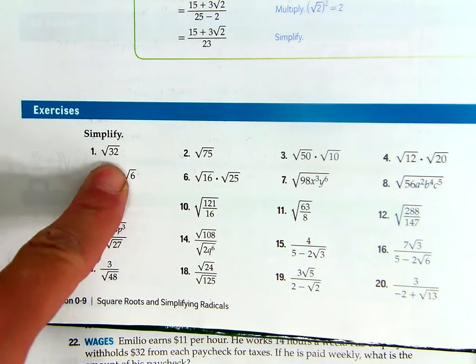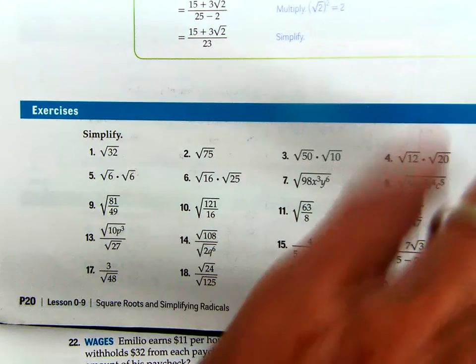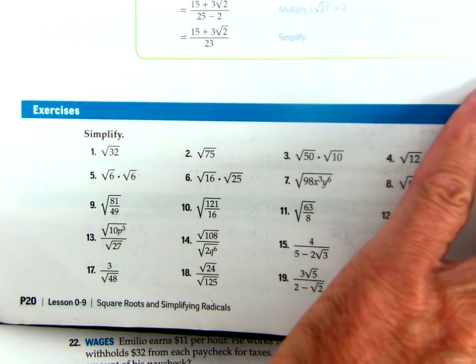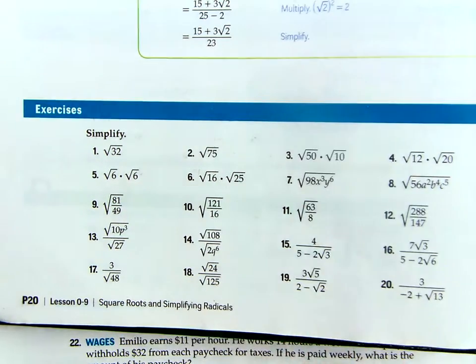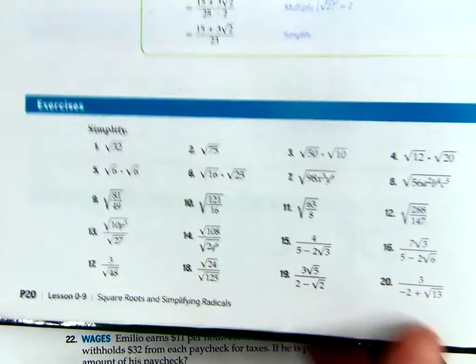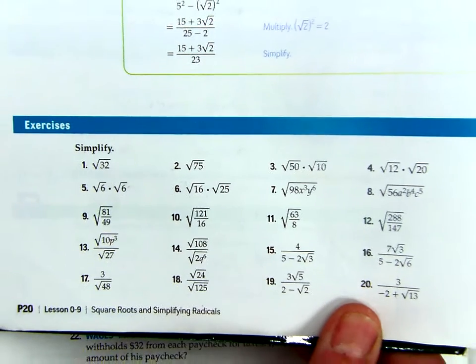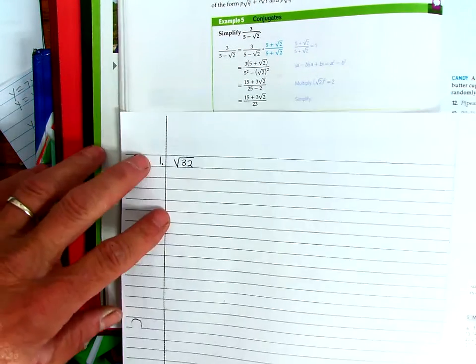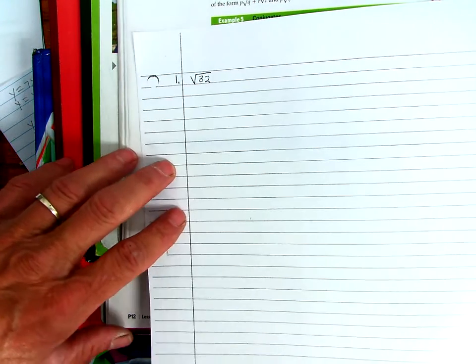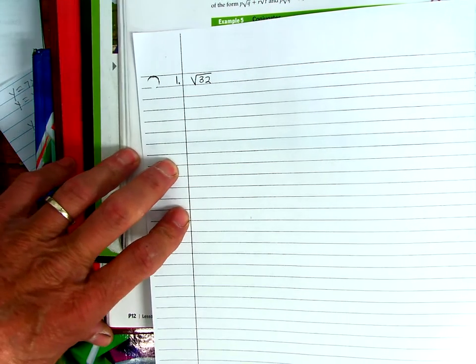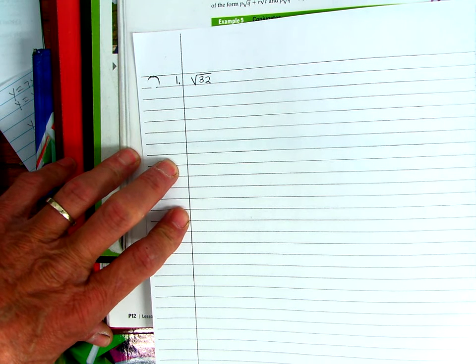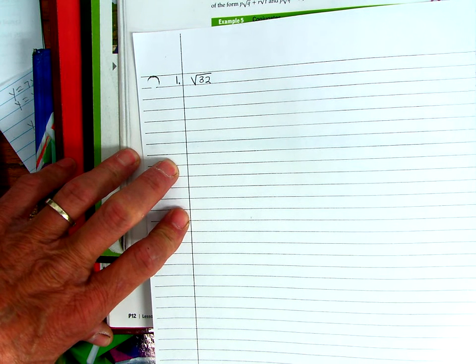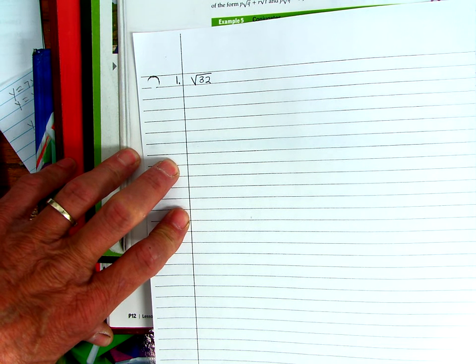So what does it mean, simplify radical? Well, let's look at number 1, the square root of 32. We do not just type it in the calculator. Our answer is likely to have a radical in the answer. Number 1 is square root 32. So here we go. We have to start thinking about what numbers can we multiply together to get 32, and we're going to break this down to its prime factors if we need to.